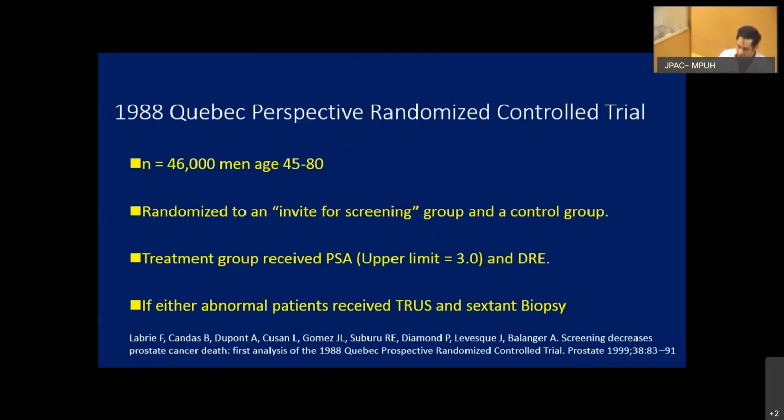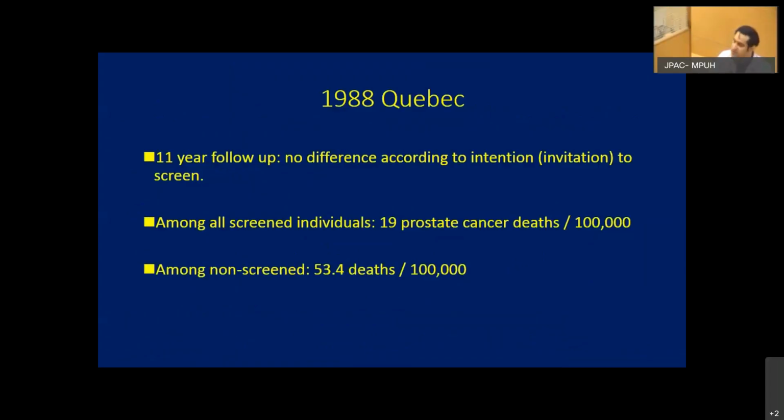So it had 46,000 men between the ages 45 to 80. They were randomized and they were invited for screening. There was a screening group and there was a control group. The treatment group received PSA testing and the upper limit was 3, and a DRE. And if there was an abnormal result, they had a TRUS and a sextant biopsy. There was an 11-year follow-up and there was no difference according to the intention to screen.